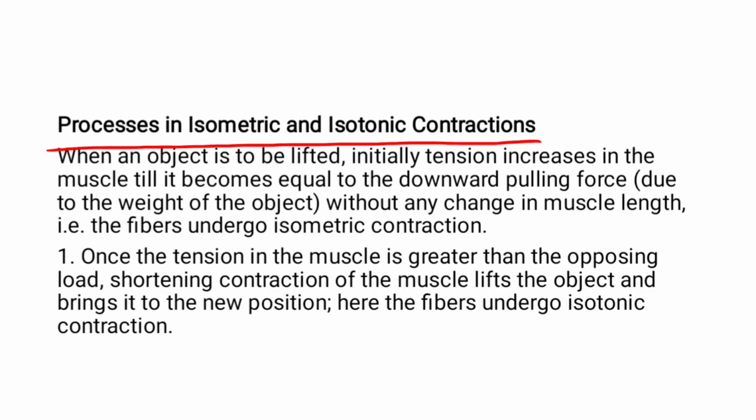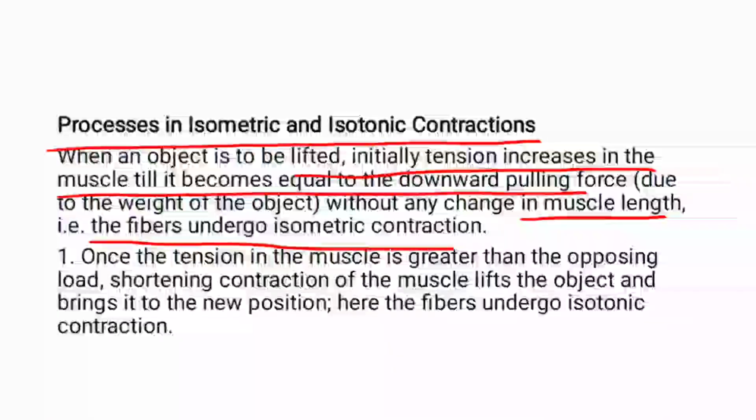Processes in isometric and isotonic contraction. When an object is lifted, initially tension increases in the muscle till it becomes equal to the downward pulling force, that is, the force due to the weight of the object, without any change in the muscle length. That is, the fibers undergo isometric contraction.